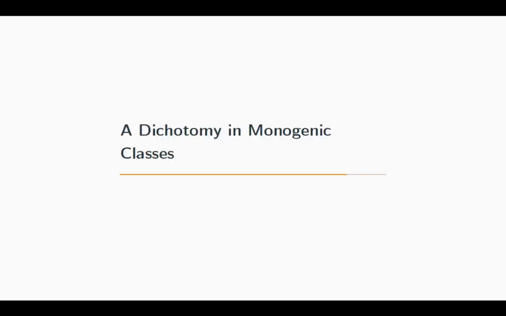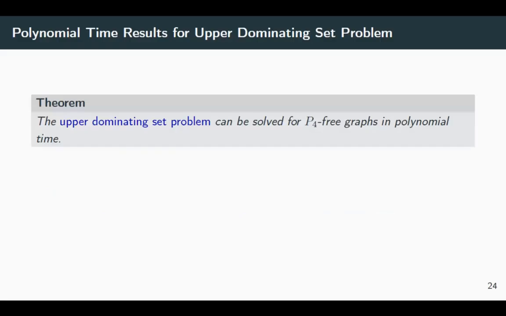Okay, and what is the dichotomy result? It was the first paper that we published, back in 2014. The upper dominating set problem can be solved for P4-free graphs in polynomial time. So what is P4-free? If I have a graph which does not have P4, so for example, this is the P4. Any graph which does not contain P4, then the upper dominating set problem can be computed in polynomial time.